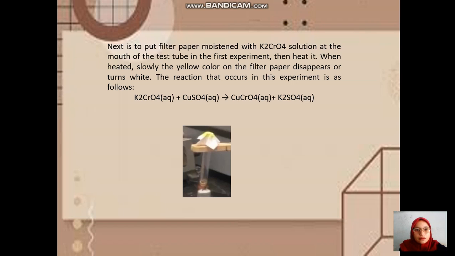Next, place filter paper moistened with K2CrO4 solution at the mouth of the test tube in the first experiment, then heat it. When heated slowly, the yellow color on the filter paper disappears or turns white. The reaction that occurs is K2CrO4 + CuSO4 produces CuCrO4 + K2SO4.